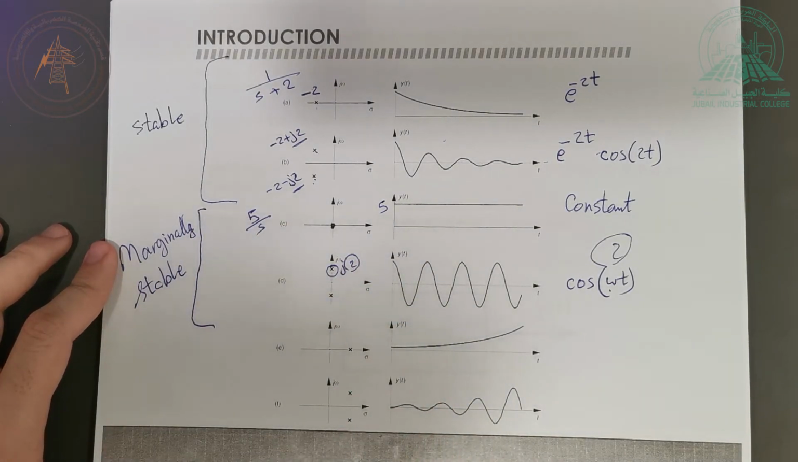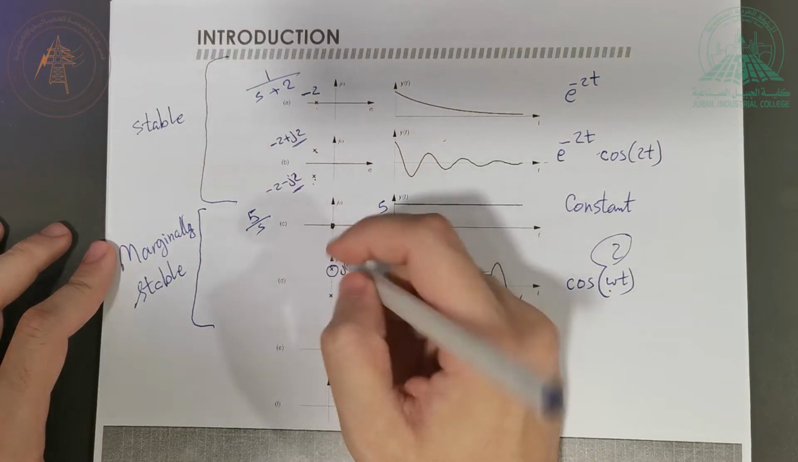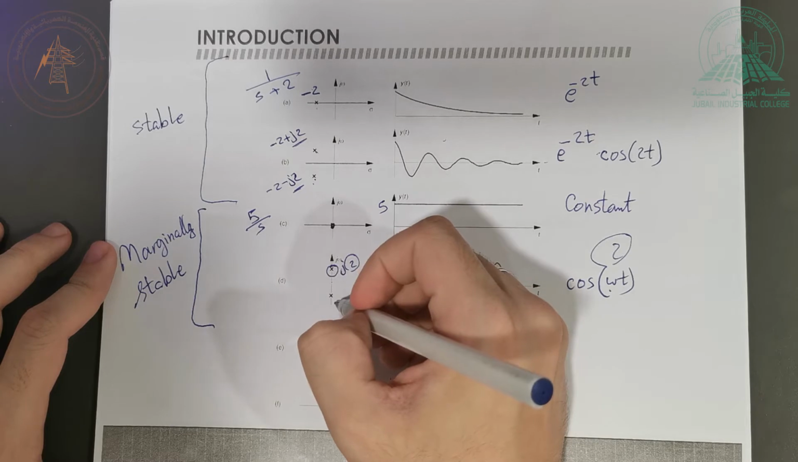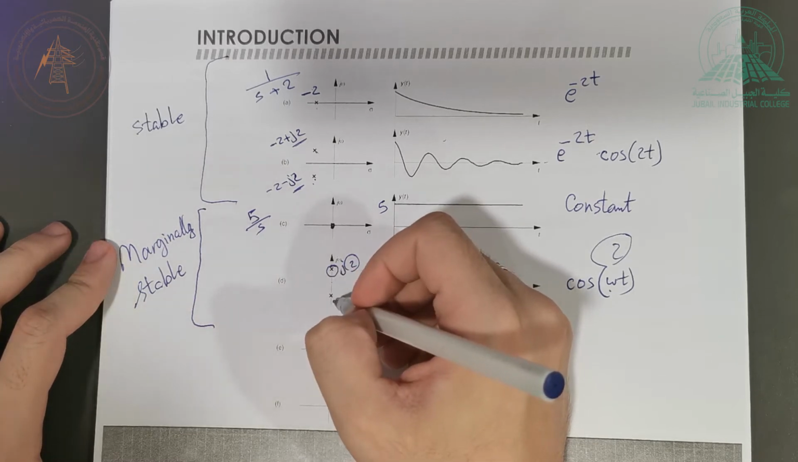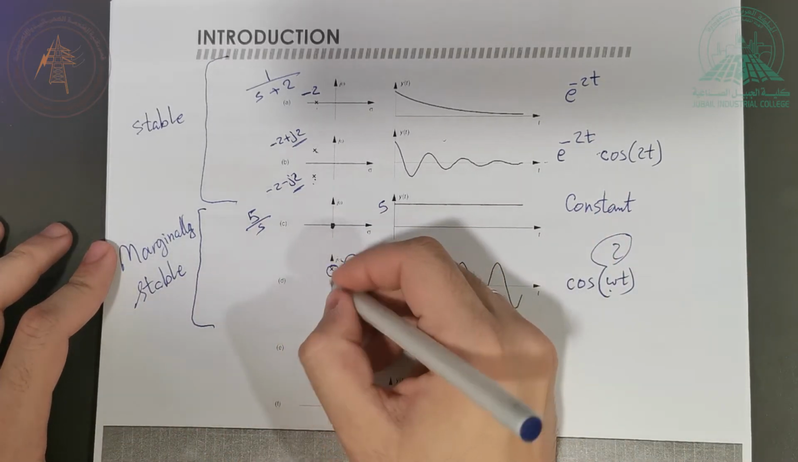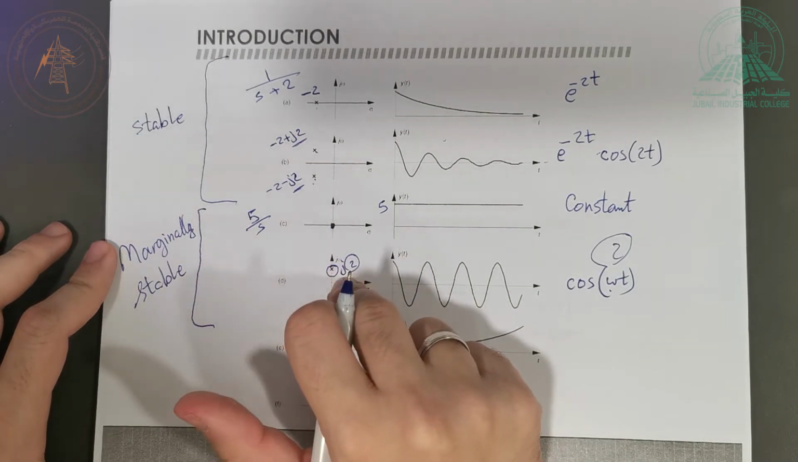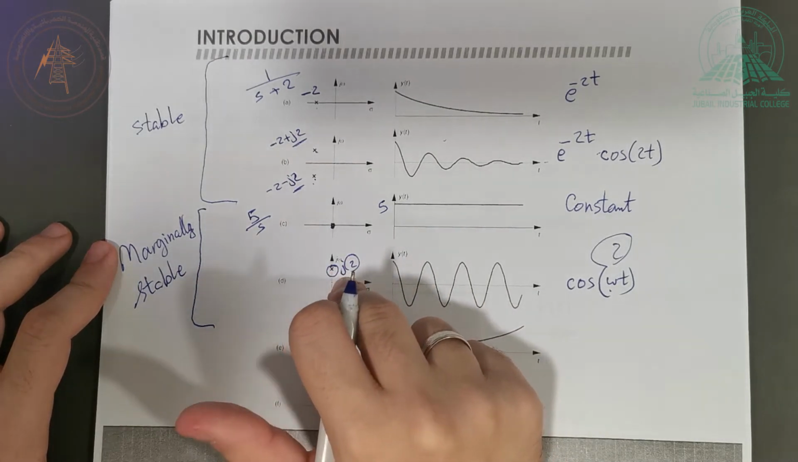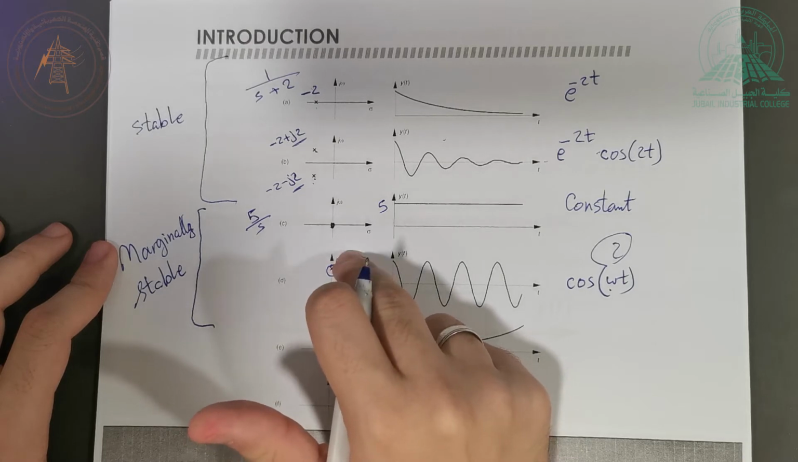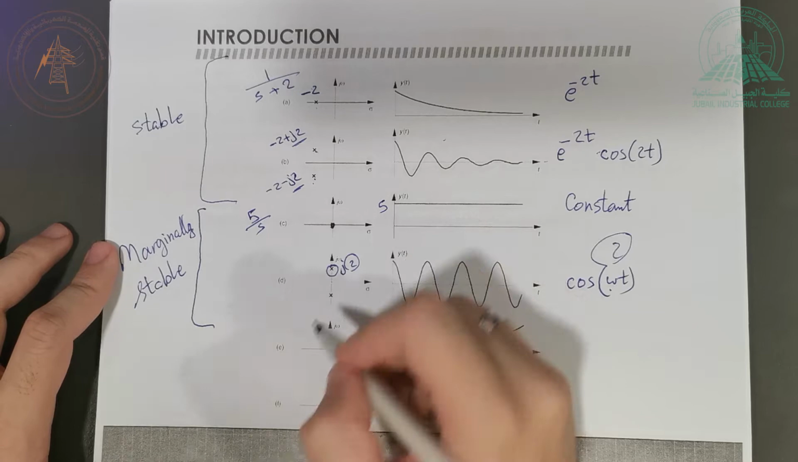Actually, we have a caveat here we have to be careful with. In this case that you see here, these poles are not repeated. We call them simple poles. We'll look at that in the next slide, inshallah. But if these poles are repeated, then the system is not marginally stable. The system is going to be unstable actually. So I have here a caveat, an asterisk. I have to be careful. If these two poles are repeated, then the system is unstable.